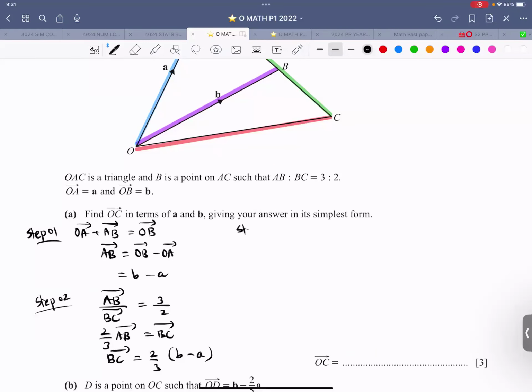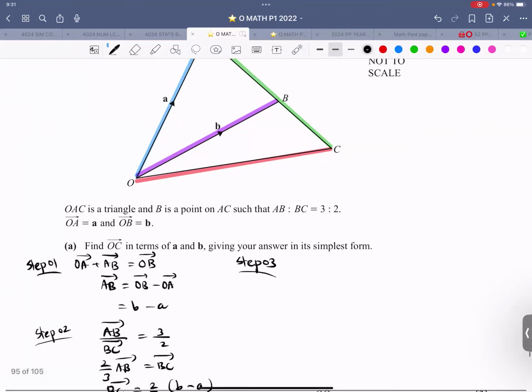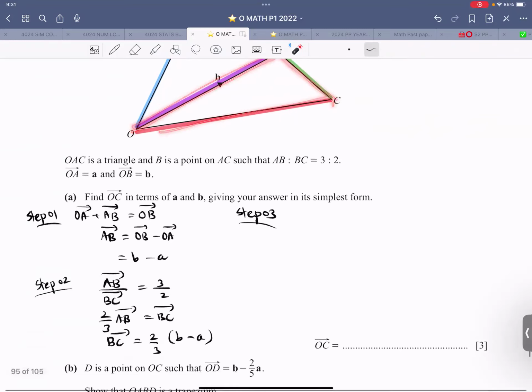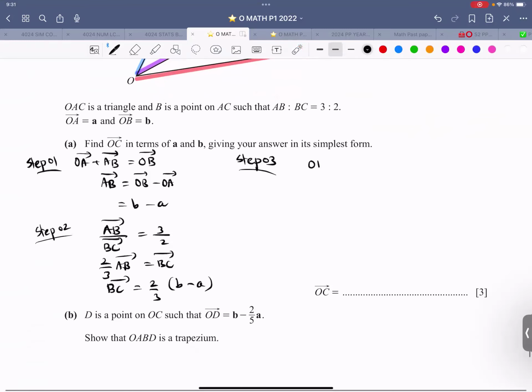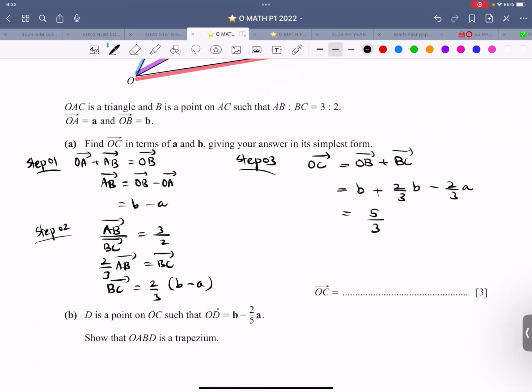Now let's start with the third step, step 3. Now I'm focusing on this thing. So OB plus BC is OC. OB plus BC is OC. So OC is OB plus BC. OB is B. BC, let's expand it. That's 2/3 B minus 2/3 A. So 1 plus 2/3 is 5/3. That's 5/3 B minus 2/3 A. So that can be written as minus 2/3 A plus 5/3 B. That is OC.